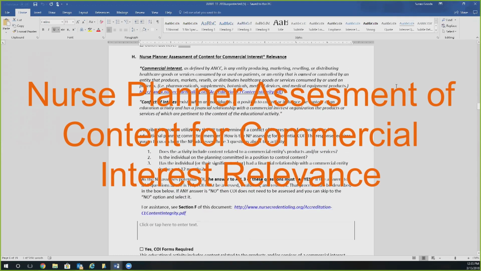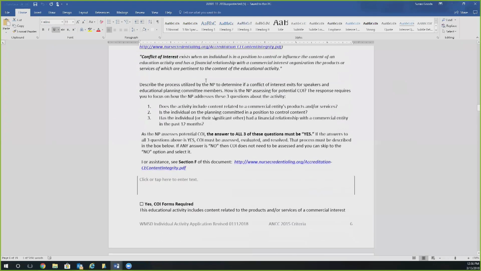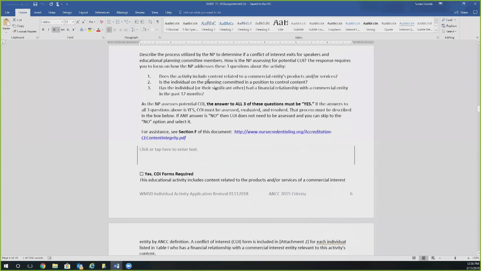Assessment of commercial interest and conflict of interest. So first you need to know what a commercial interest entity is. We have put the definition right here on the application, as well as what a conflict of interest is based on the commercial interest entity. We've gone in and tried to help you analyze conflict of interest as well.